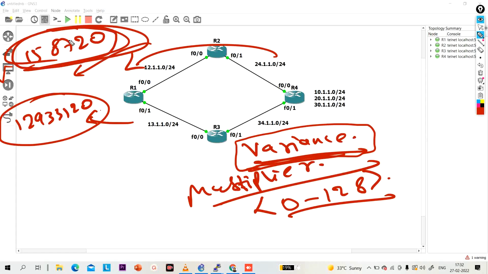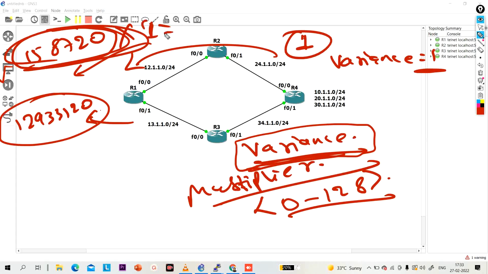So actually R1 will multiply the metric of the best path with variance, and by default variance is 1. On every router, by default, variance is 1, right? So now variance is 1 and the metric is this one, so R1 will multiply by 1. What value will I get? The same value, 158720, right? So that's why you are not able to see any effect, because the variance value is 1 by default.